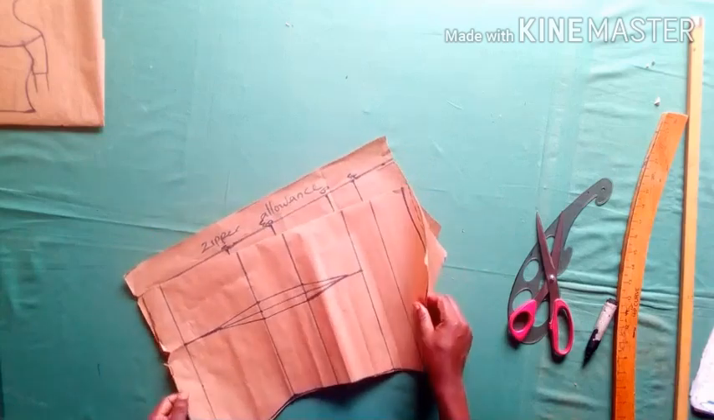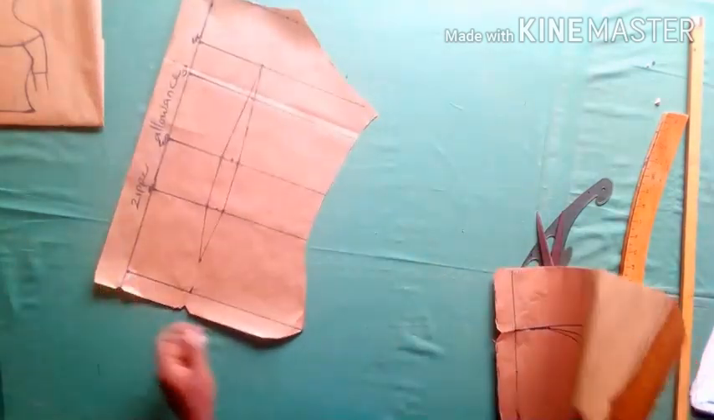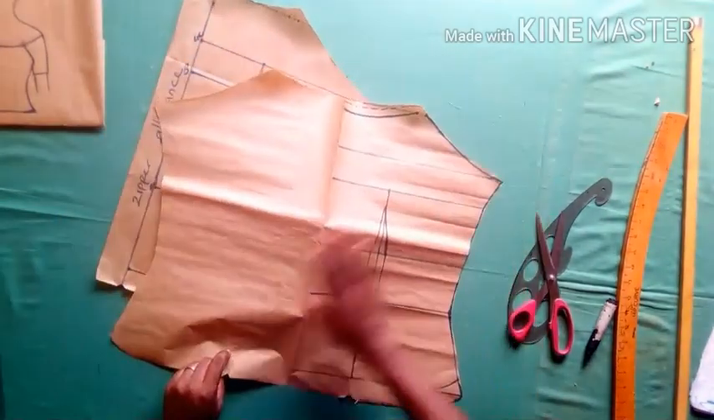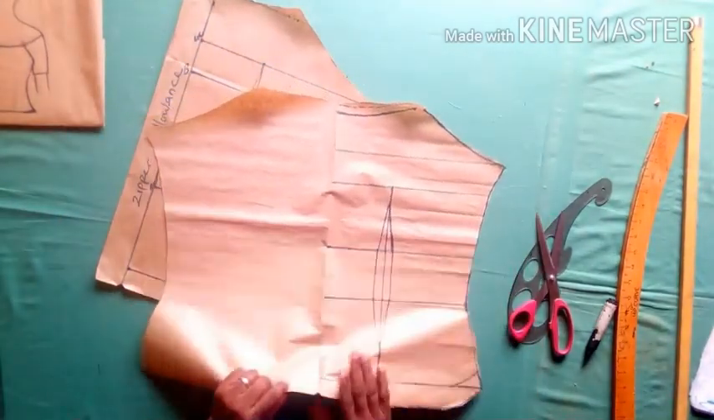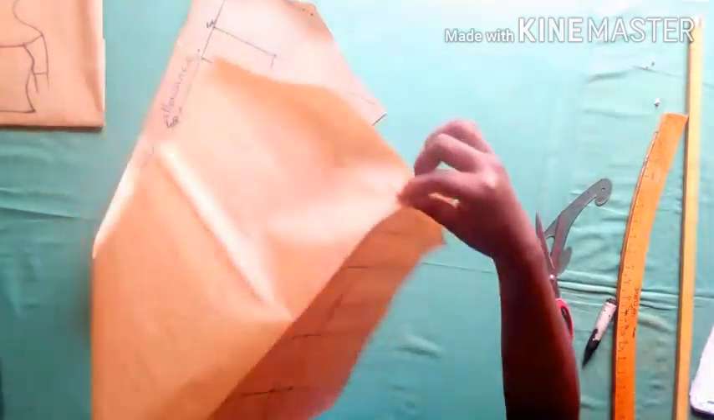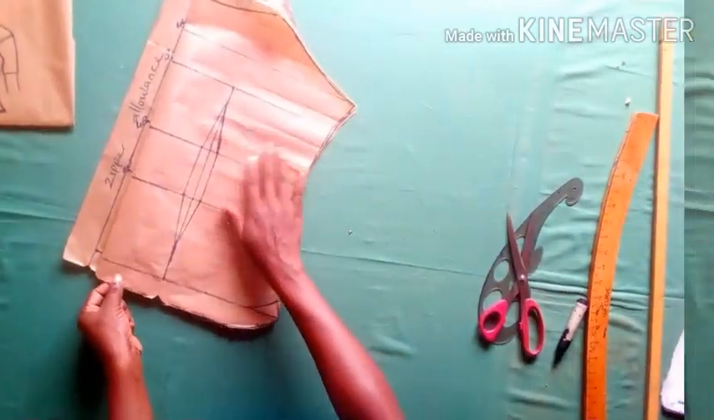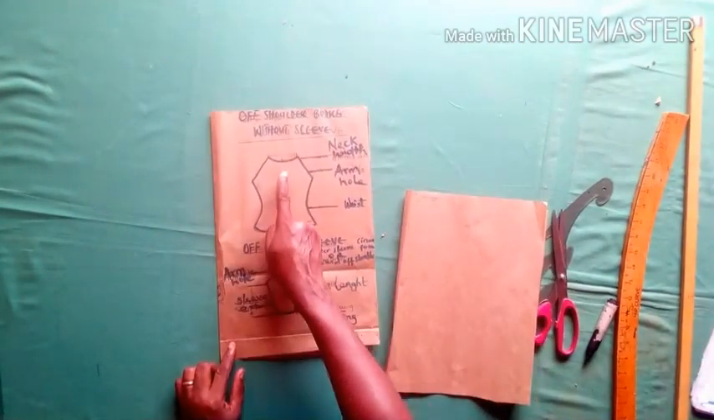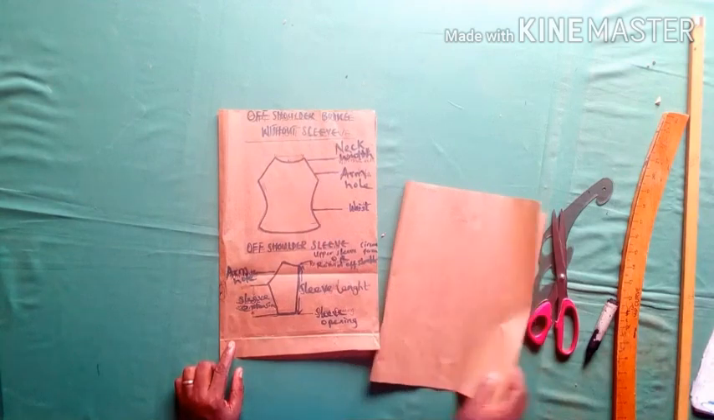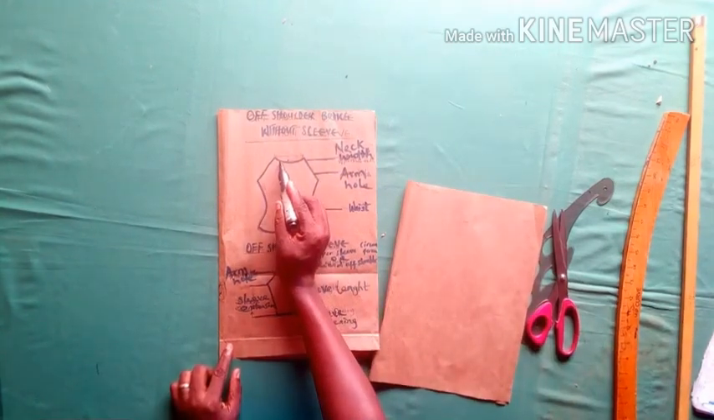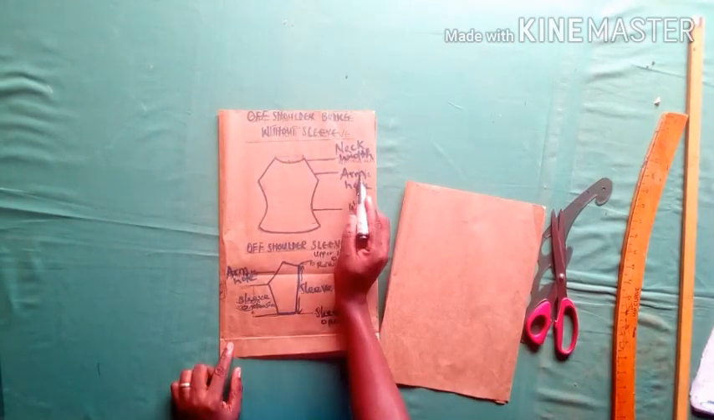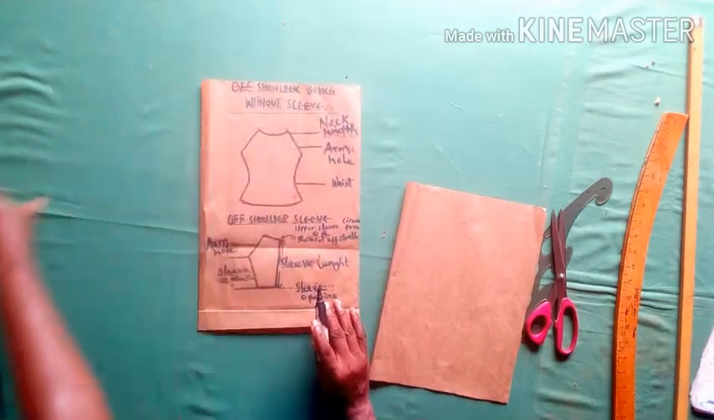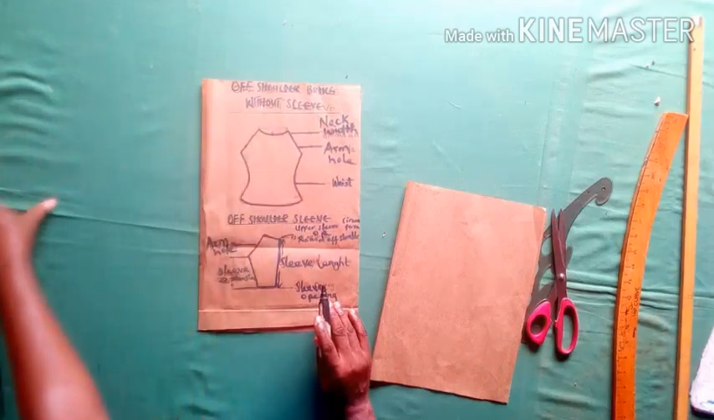So we have the back bodice, then we have the front bodice. So this is our front and this is our back. So the bodice is ready. The next thing to draft is the sleeve. This is the picture that I have now. So I drafted this picture to be able to explain some things to us. This is the neck width and this is the armhole. This is the waist. So I've drafted the bodice now, indicating the off-shoulder bodice without the sleeve.